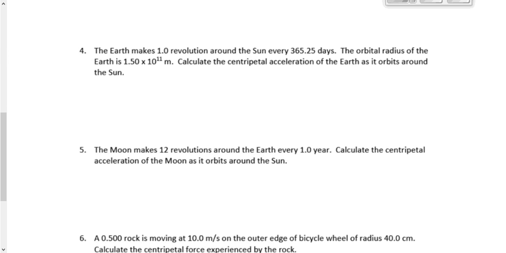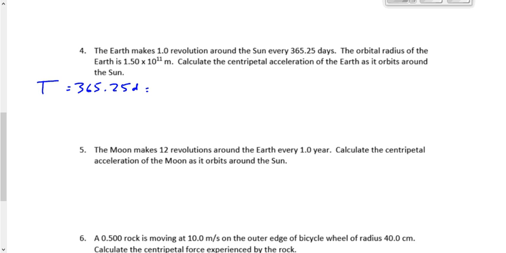Okay, we'll see. What do we have given to us here? The Earth makes one revolution around the sun every 365.25 days. Tell me what that 365.25 days is. Is that big T? Is that little t? That's big T. That's the time for one revolution. So that's big T, the period, the time for one revolution.